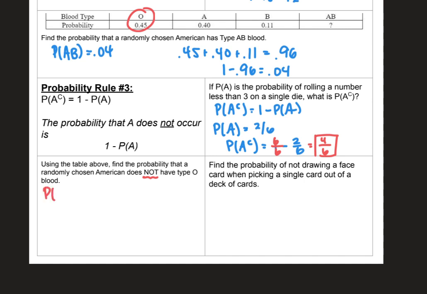Not type O, which means we subtract from 1. So it's going to be 1 minus the probability that they do have type O blood. So it's just going to be 1 minus 0.45, which is going to be 0.55.